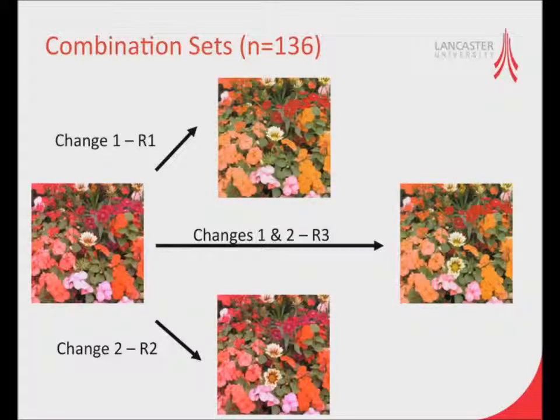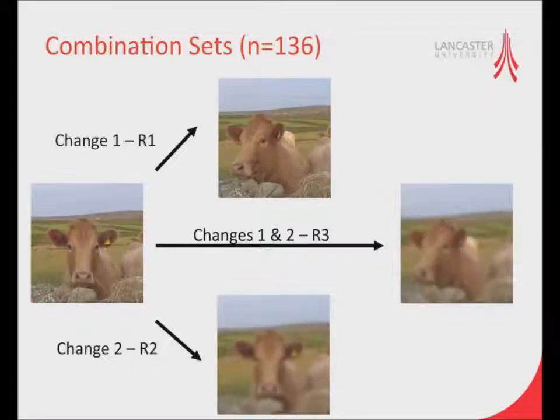And here are just other examples of combination sets, just to show you that there's quite a lot of variety. In this case, it's a hue change. In this case, it's a flower disappearing. And then in this case, it's a hue change, or a flower appearing. Okay? And in this case, shape change, image becomes blurry, and image becoming blurry, and a shape change.